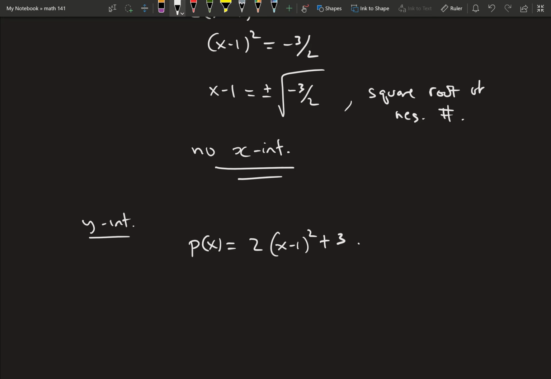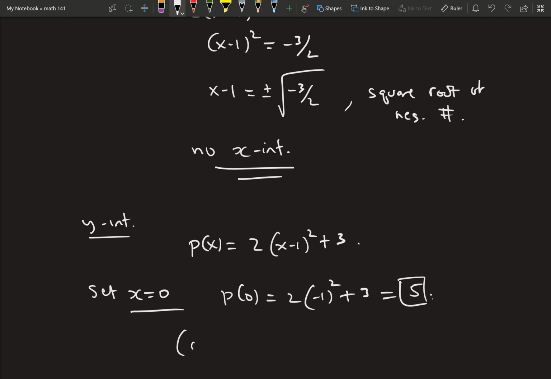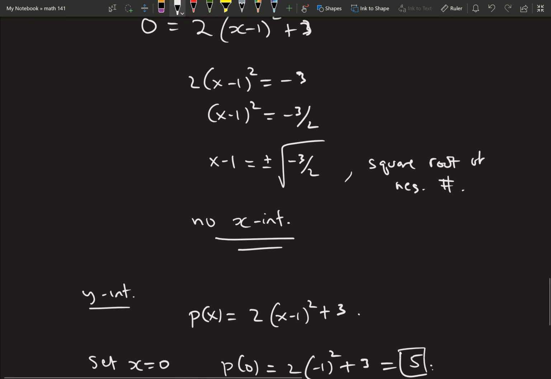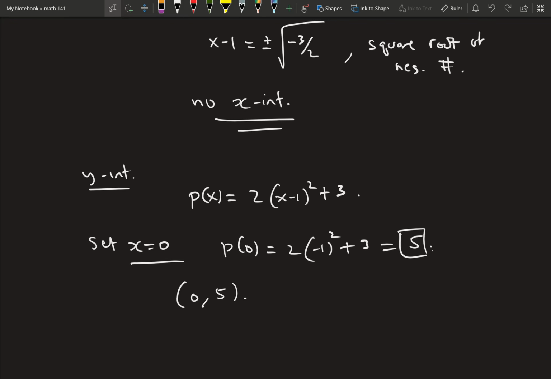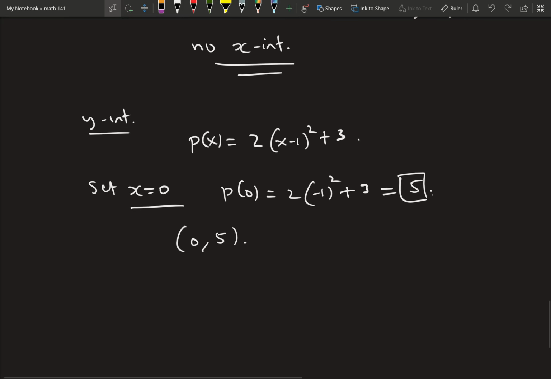For a y-intercept, we set x equal to 0. So we have p of 0, that's 2 times (0 minus 1) squared plus 3, and that's 5. So our y-intercept is actually the point (0, 5). Okay, so we found our intercepts, we found our graph, we found our vertex.